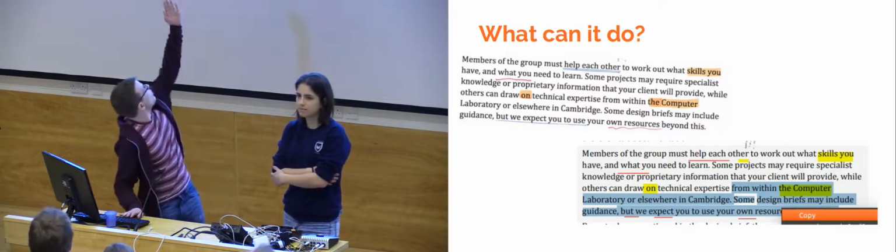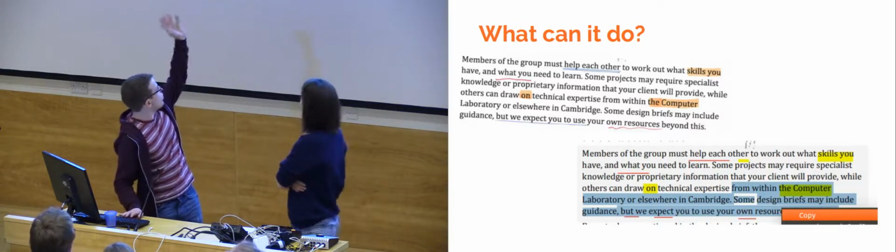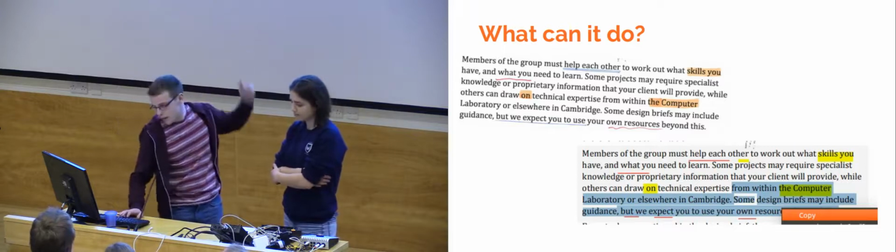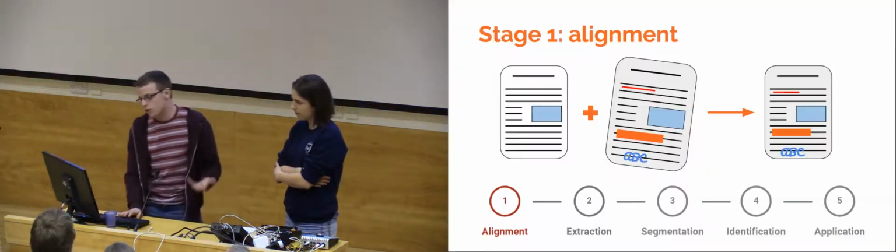Essentially, it can turn what's on the top left here, which is a scanned image, to what's on the right, which is a fully selectable, searchable PDF. So, how does this work?